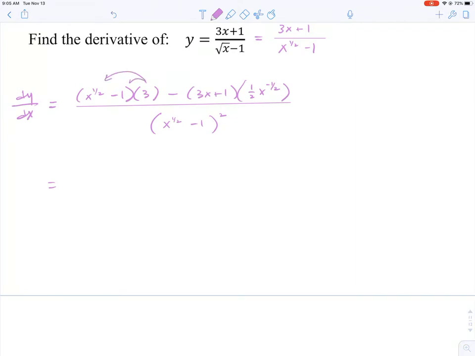Okay, I'm going to distribute the 3. So that'll give me 3x to the 1/2 minus 3. And then distributing 1/2 x to the negative 1/2, I'll have minus 3/2 x to the 1/2. Right, x times x to the negative 1/2 is just x to the 1/2. And then minus 1/2 x to the negative 1/2.